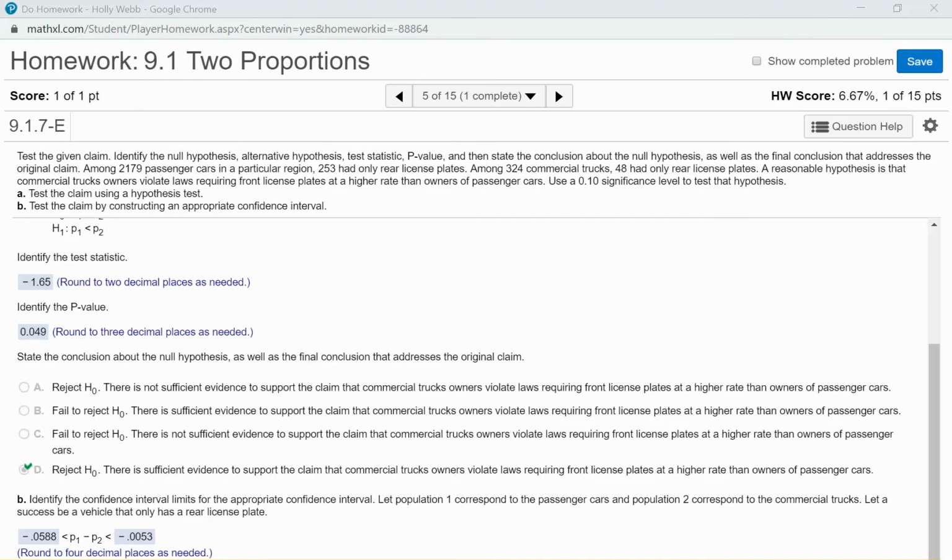So we can see here that the confidence interval does not contain 0, so there is a significant difference between the two population proportions, or there's evidence for a significant difference. And so there is sufficient evidence to support the claim that the truck owners violate the law requiring front license plates at a higher rate than passenger car owners. Again, we used the confidence interval and statistical test calculator for comparing two proportions to solve this problem.